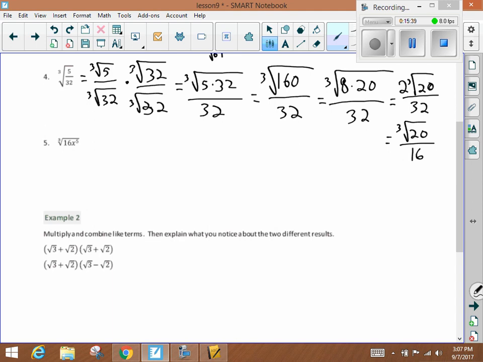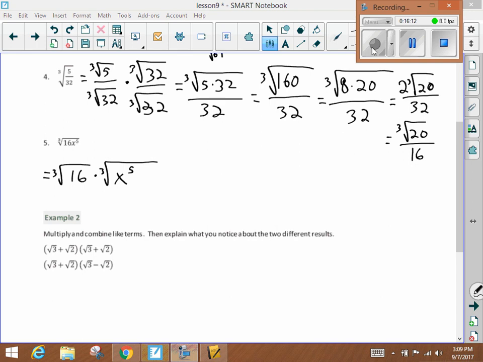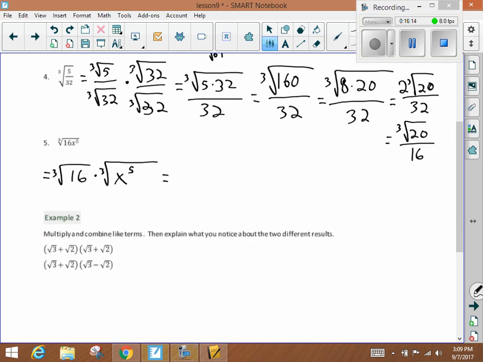Hey, here's an interesting one. A little different. We put some variables in this. What I'm going to do is go ahead and write this as the cube root of 16, right? I'm going to break it up because we're using multiplication, so I'm allowed to break it up. Okay, so I'm going to simplify these two things separately.